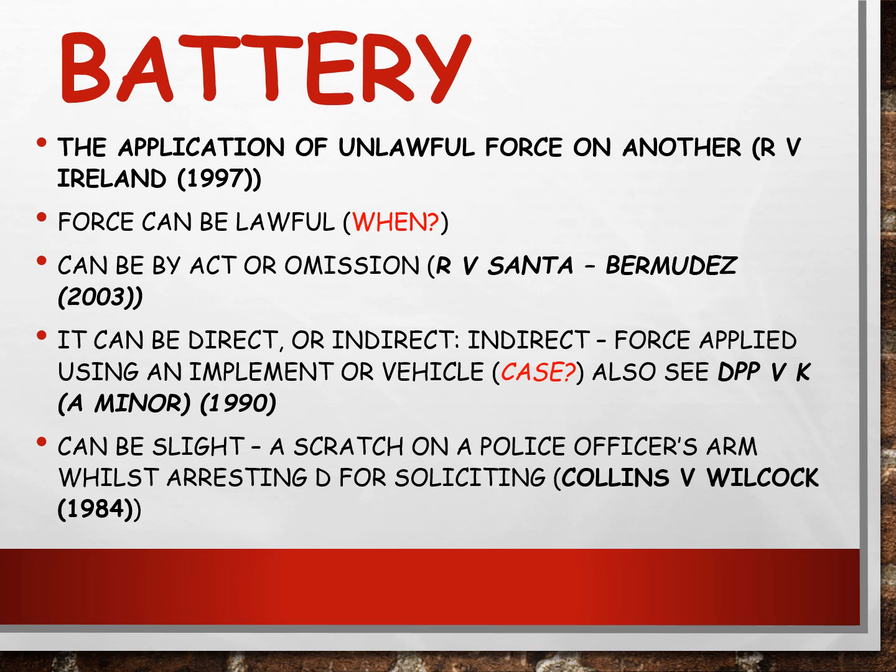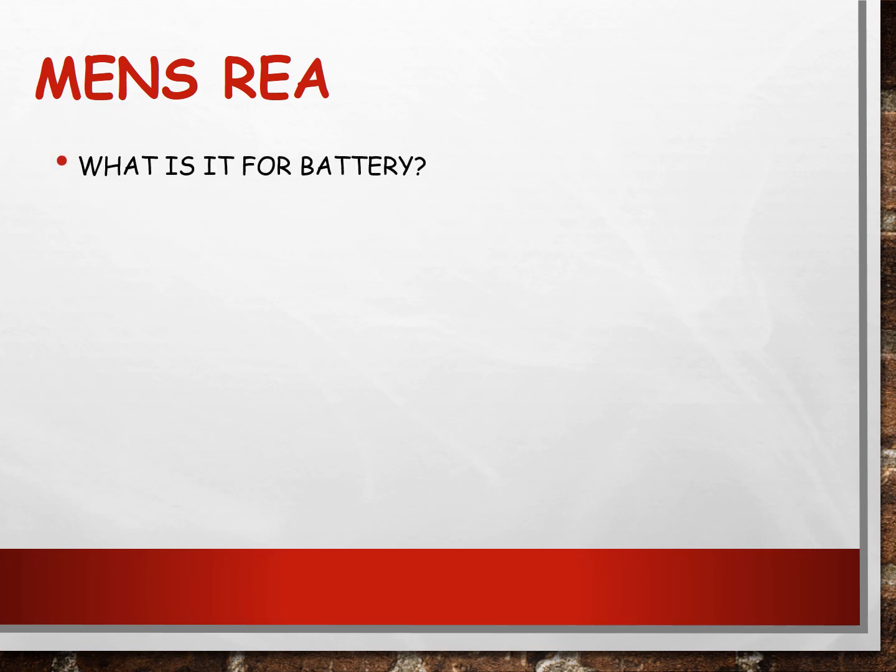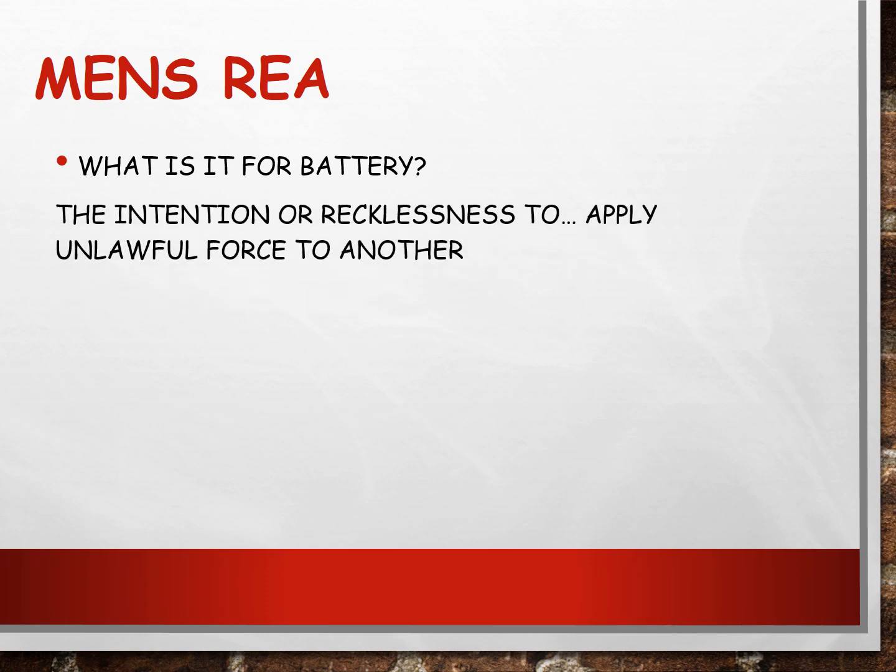So you see, I've covered quite a lot on this slide. We identify how the force has been applied. Is it direct or is it indirect? We identify whether the force is lawful or unlawful, and we identify what the force is. Obviously, it's quite wide-ranging. It can be slight. The mens rea is obviously very similar, because this is a low-level crime. We would have intention to apply unlawful force or recklessness as to whether force is applied.